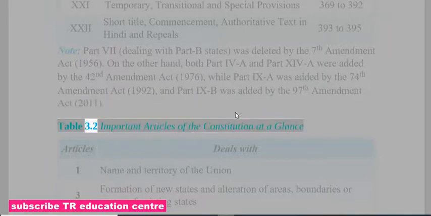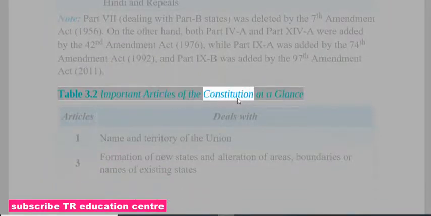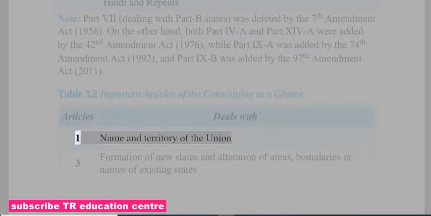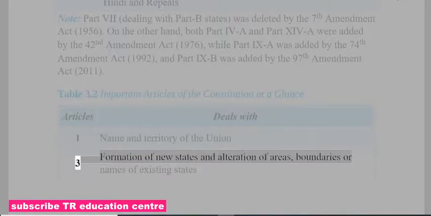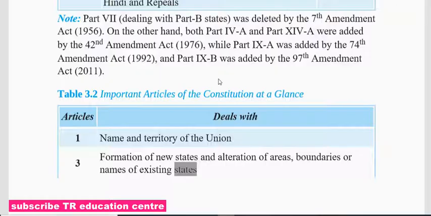Table 3.2 Important Articles of the Constitution at a glance. Articles deal with: 1. Name and territory of the Union. 3. Formation of new states and alteration of areas, boundaries or names of existing states.